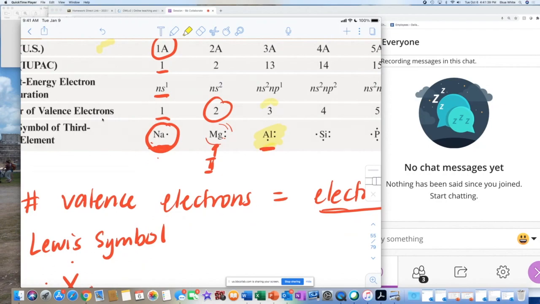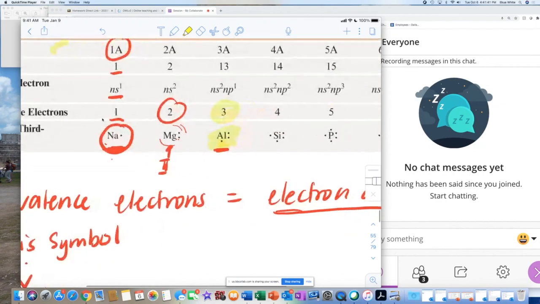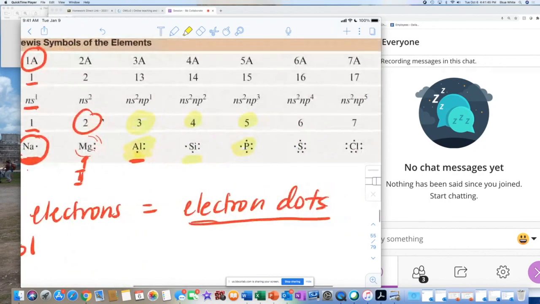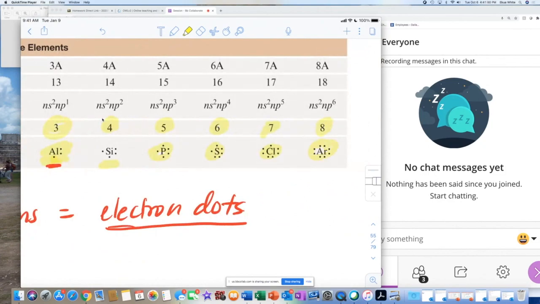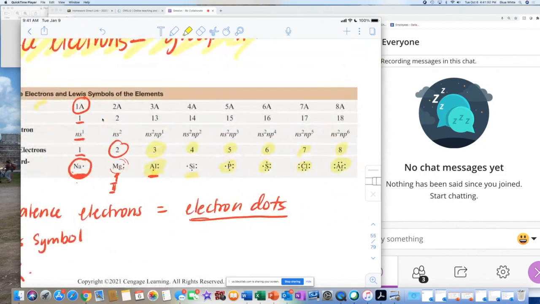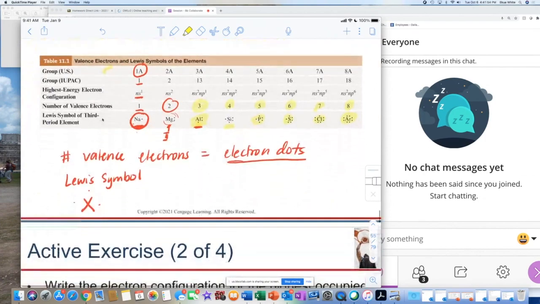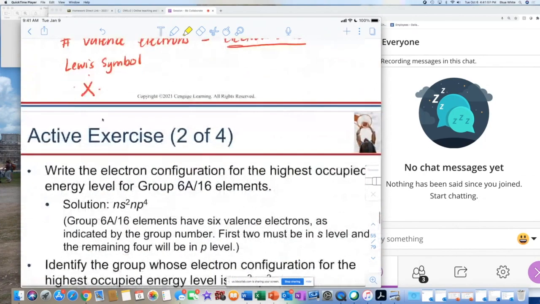So when you have group 3, we have 3 dots. Group 4, 4 dots. Group 5, 5 dots. 6, 6 dots. 7, 7 dots. And finally 8 dots. So you want to know how to write that too, because at some point, I think in some of your labs, you would have to write that.